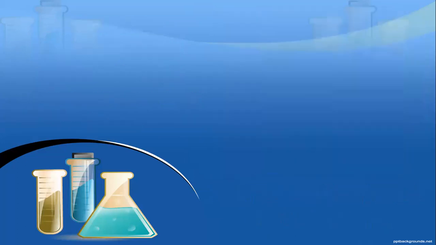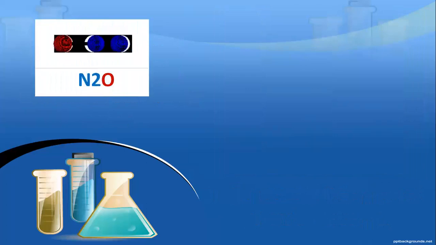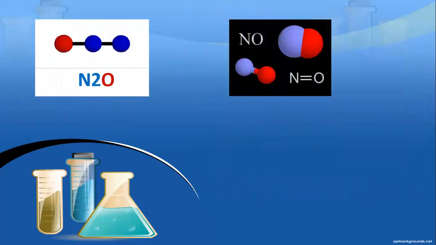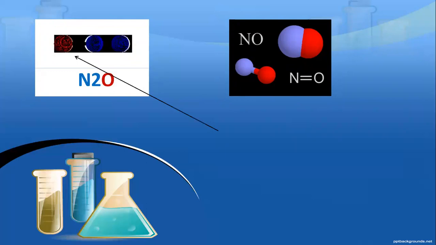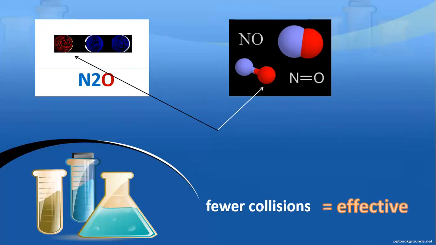For example, in the gas phase reaction of dinitrogen oxide, N2O, with nitric oxide, NO, the oxygen end of dinitrogen oxide must hit the nitrogen end of nitric oxide. If either molecule is not lined up correctly, no reaction will occur upon their collision, regardless of how much energy they have. This orientation requirement is more critical for large or more complex molecules, so the fewer collisions there will be that are effective.